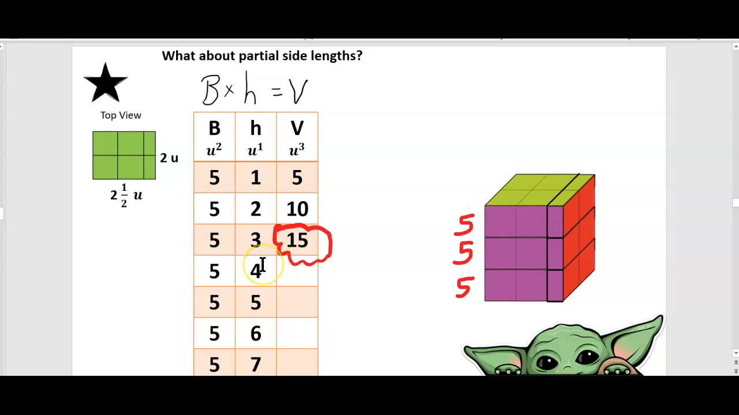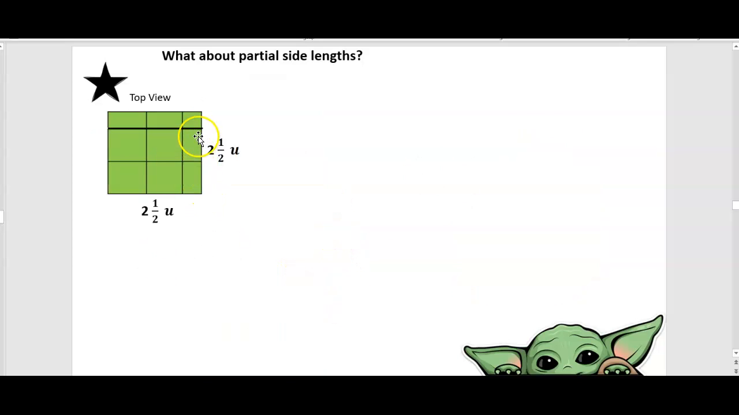What about a height of 4? What would it be? Well, 5, 10, 15. Lay another one down. It'd be 20, and so on. Whole other level. What if you have a height of 2.5? I think you can count here. 1, 2, 3, 4, 5, 6.